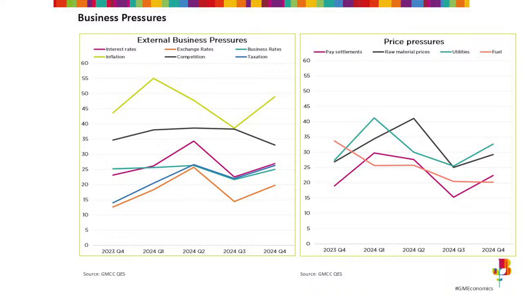Competition is the second one. So generally businesses are concerned about competition, and of course you would be. It has dipped slightly. Actually, there are other interesting things here. Now, this dark blue line is taxation. The teal green line, I know it's not perfectly clear, I'm sorry about that, is around business rates. And then the magenta line there is around interest rates.